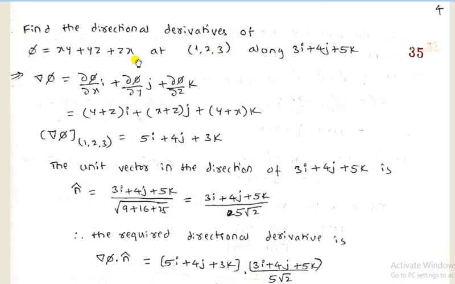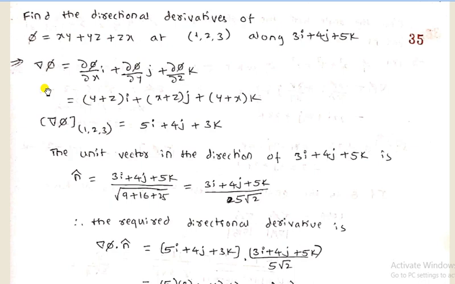Now the problems on directional derivative. Find the directional derivative of phi is equal to xy plus yz plus zx at the point 1, 2, 3 along the direction 3i plus 4j plus 5k. So here also first we calculate del phi, because we know that the formula for directional derivative is del phi dot n cap. So for this formula we first require del phi.